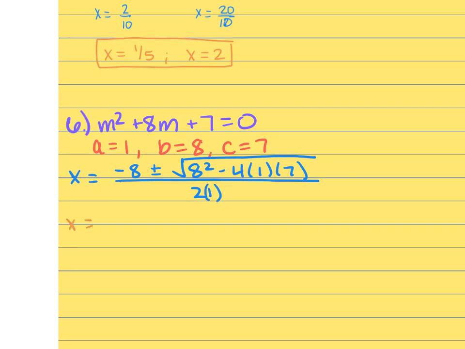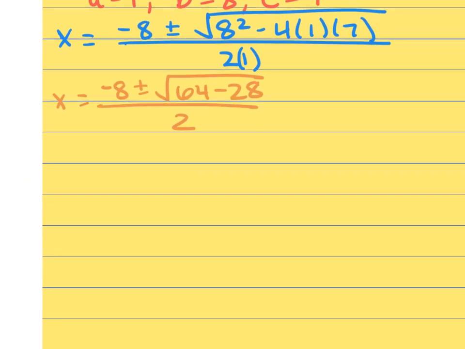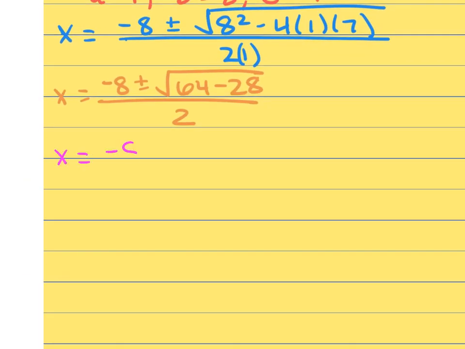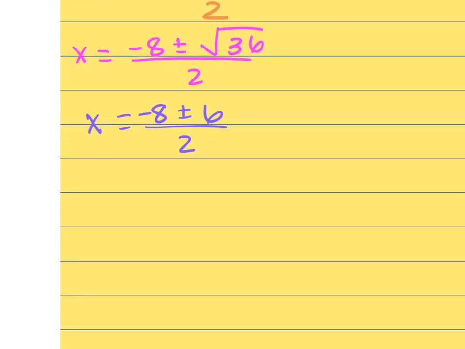So x is equal to negative 8 plus or minus the square root of 64 minus 28 all over 2. So x is equal to negative 8 plus or minus the square root of, 64 minus 28 gives us 36, all over 2. The square root of 36 is 6, so x is equal to negative 8 plus or minus 6 over 2. I'm going to separate this into two equations.